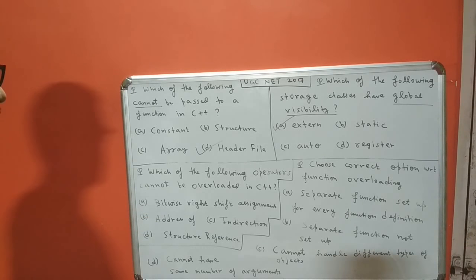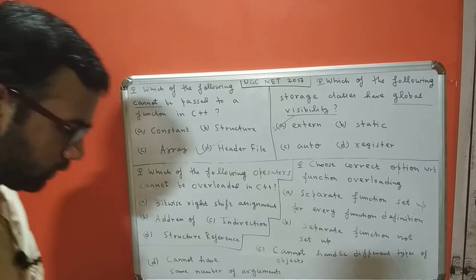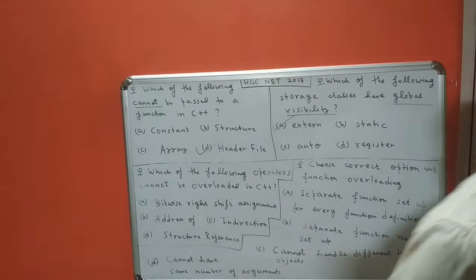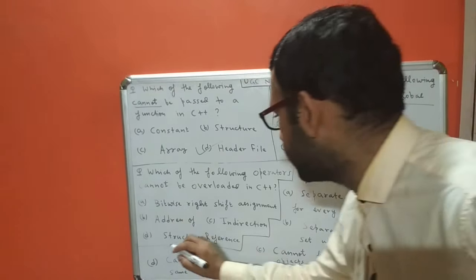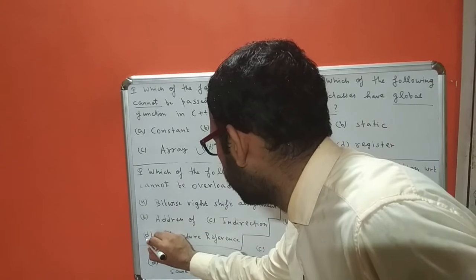Now, the next question is, which of the following operators cannot be overloaded in C++? Now, remember, the operators that cannot be overloaded in C++ are 6 in number. And what are those 6 operators? Those 6 operators are the conditional operator, the scope resolution operator, the type ID operator, the size of operator, the member selection operator, and the member selection with pointer to member operator. Now, out of these 6, we find only structure reference to be present in this list. So, this operator cannot be overloaded.